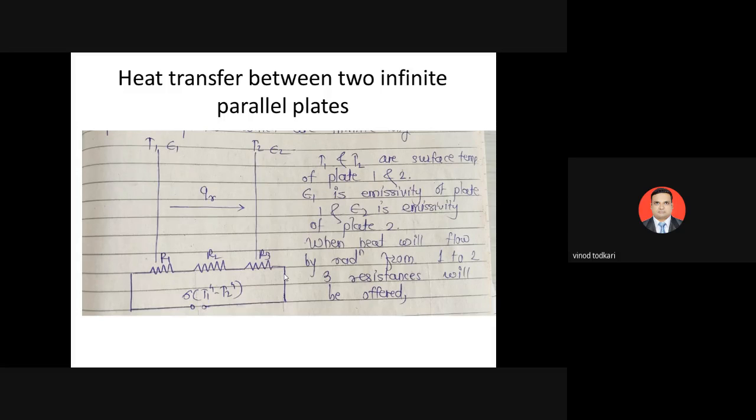How many resistances are there? In this case, there will be three resistances, R1, R2 and R3. What is R1? Surface resistance of plate 1. What is the formula for surface resistance? 1 minus emissivity upon area into emissivity. As it is plate 1, it will be 1 minus epsilon 1 upon A1 epsilon 1. What is R2? Shape resistance of 1 with respect to 2. So it is 1 upon A1 F12. And what is R3? Surface resistance of plate 2. So it is 1 minus emissivity upon area into emissivity. As the plate is 2, it will be 1 minus epsilon 2 upon A2 into epsilon 2.